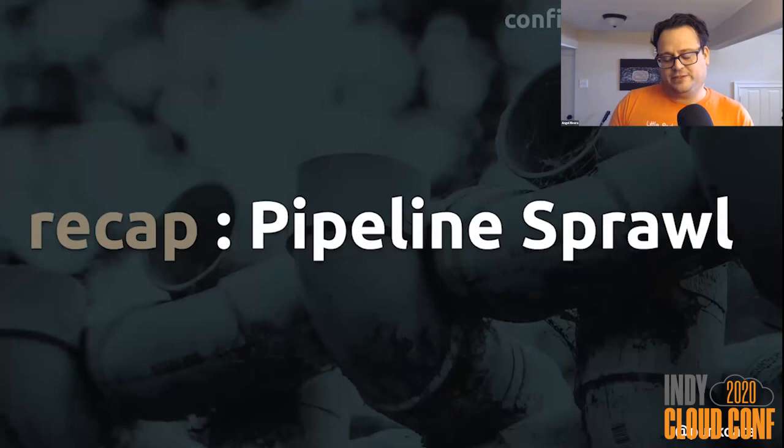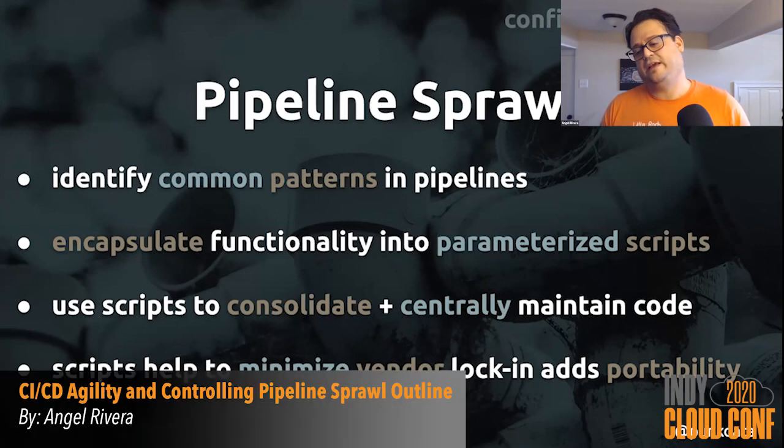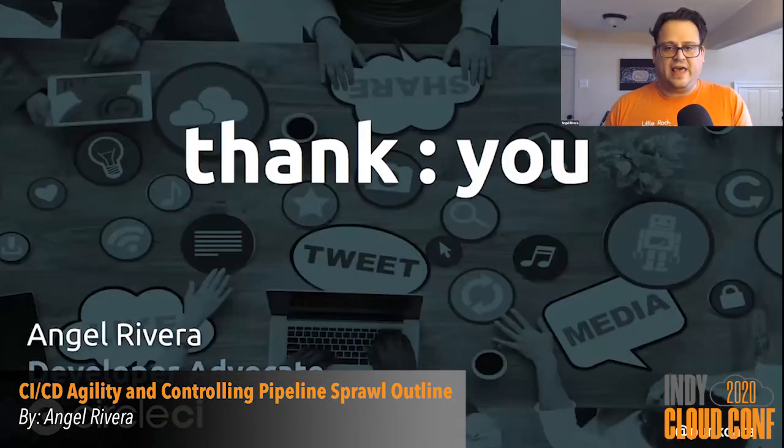I'm going to recap on the pipeline sprawl talk here. For pipeline sprawl, identify common patterns in your pipeline to create that abstraction, encapsulate that functionality into parameterized scripts, and then use those scripts to centrally manage your code and your pipelines. And then, of course, the benefits are that you're going to be able to minimize that vendor lock-in, and it also adds a ton of portability to your pipelines for future use and deployments. So that is all that I have.